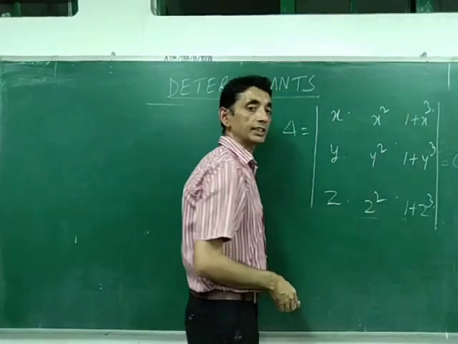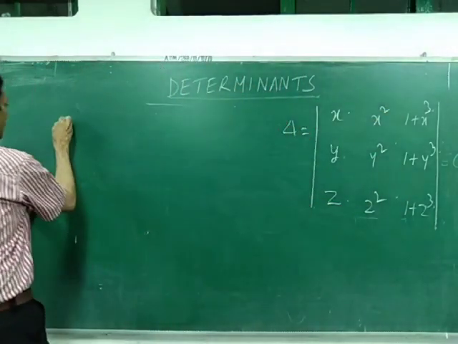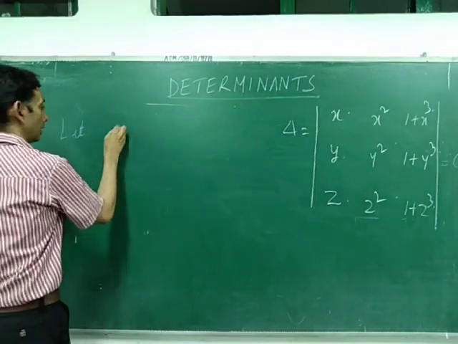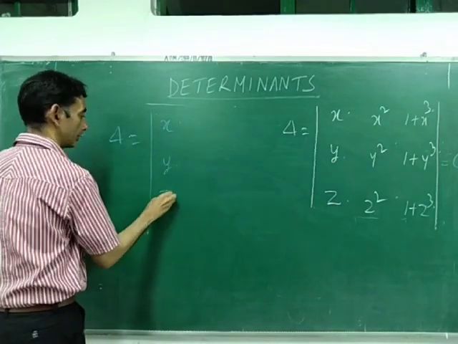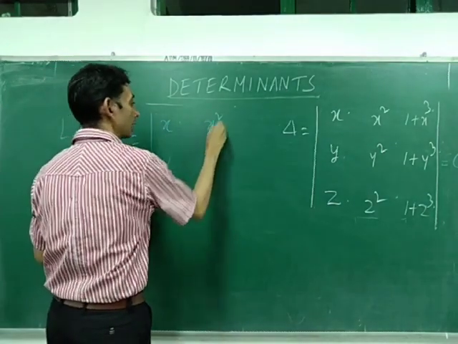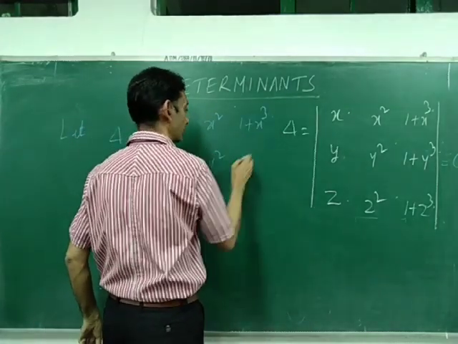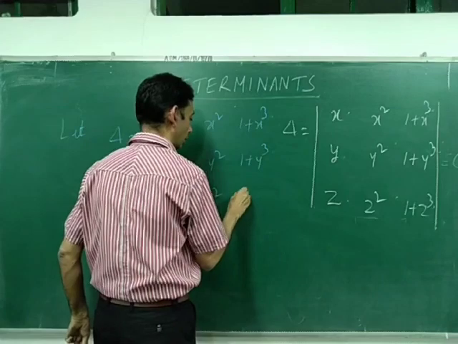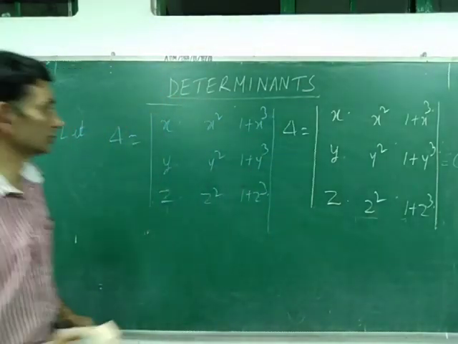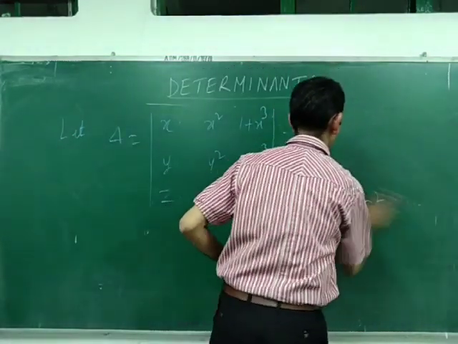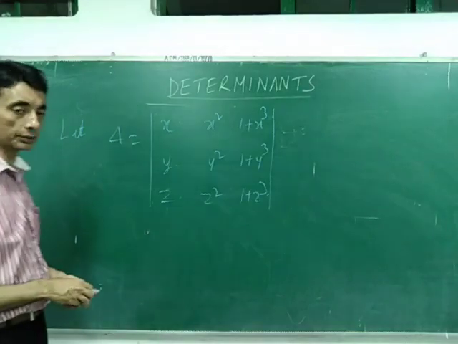We'll be using a property we have just discussed. Have you seen the third column? So we'll start with delta. Let delta be equal to the determinant with rows x, y, z; then x square, y square, z square; 1 plus x cube, 1 plus y cube, 1 plus z cube. This is equal to 0, so we'll be using that afterwards.